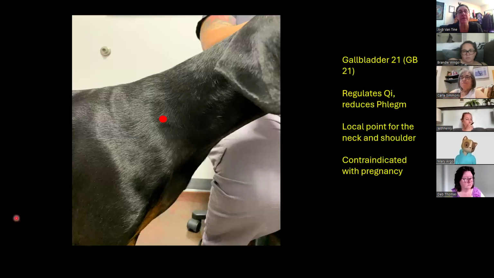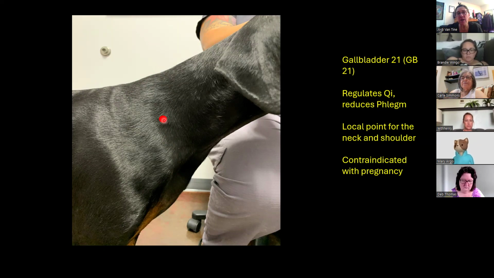This is another point that I like a lot. It's called gallbladder 21. If the head is to the right here, and this right here is the shoulder blade, find the top of the shoulder blade and the point of the shoulder. Halfway in between, right in front of the shoulder blade, is gallbladder 21.